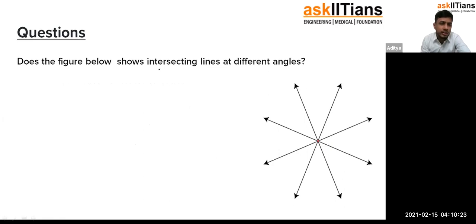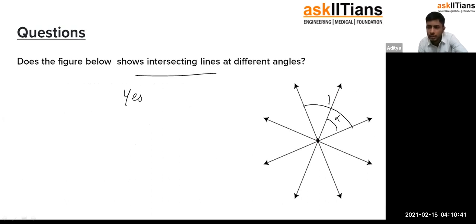Now let's see, does the figure below show intersecting lines at different angles? So of course the answer is yes. The reason is all of these lines are obviously passing through this one single common point. So clearly they are intersecting lines at different angles. So for example, the angle might be alpha here, this angle might be beta, this then gamma. So basically different angles they are meeting.